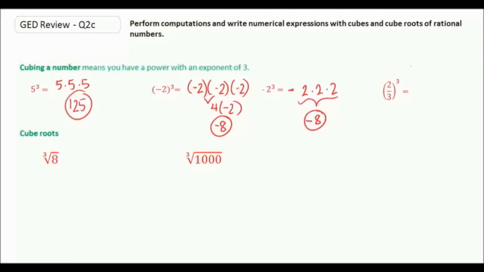And then 2/3 cubed would be 2/3 times 2/3 times 2/3. 2 times 2 times 2 gives us 8. 3 times 3 times 3 gives us 27. So it's 8/27.